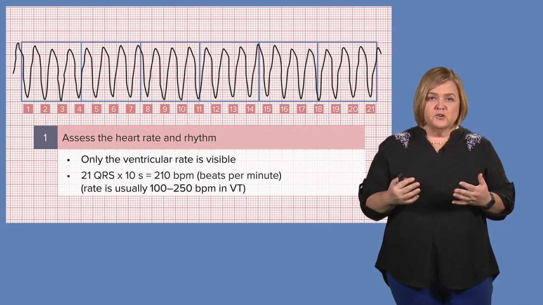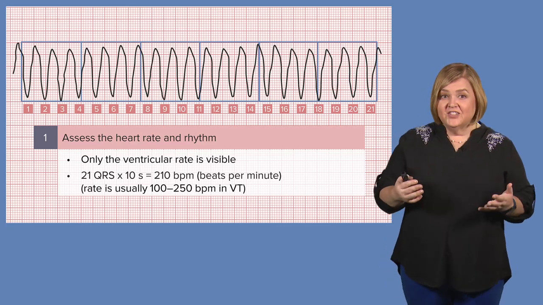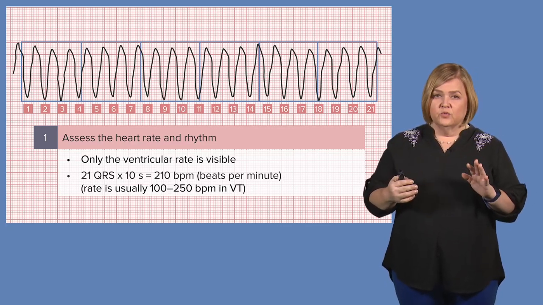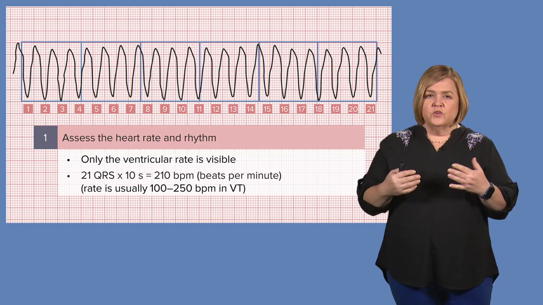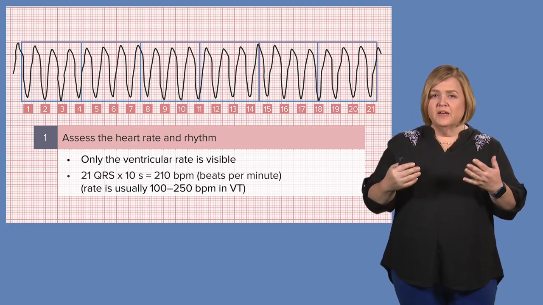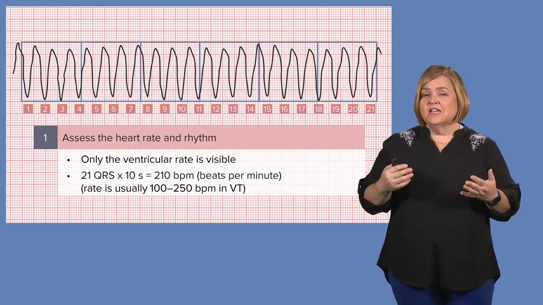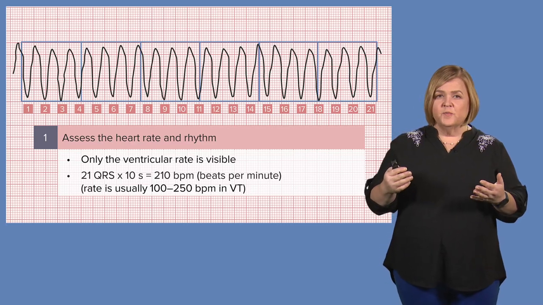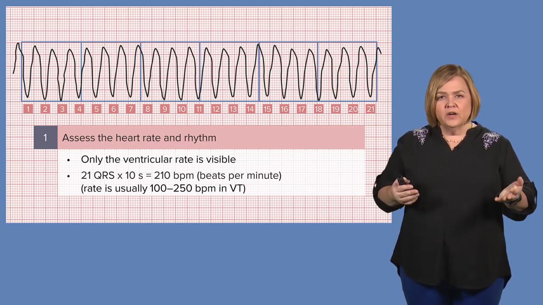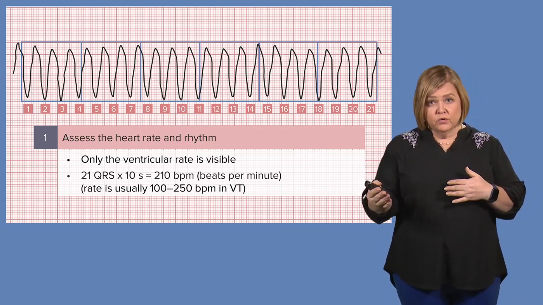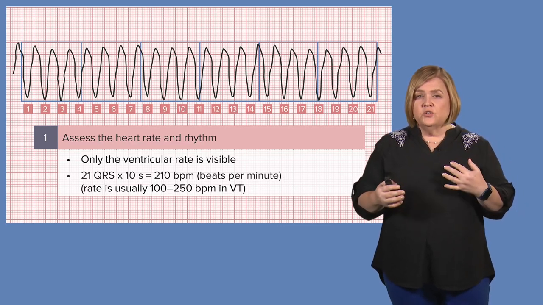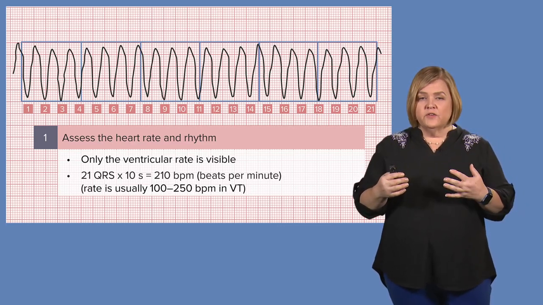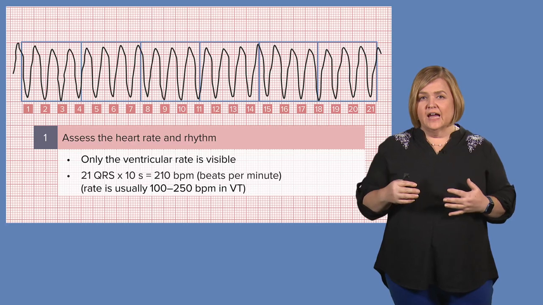Okay, now did you wonder where to count? Well, the deal here is only the ventricular rate is visible. So you count those and multiply them by 10, and that tells you the rate of this particular strip. So how'd you do? Did your answer match with the one we're showing you? Well, the rate is usually between 100 and 250 beats a minute in VTAC.